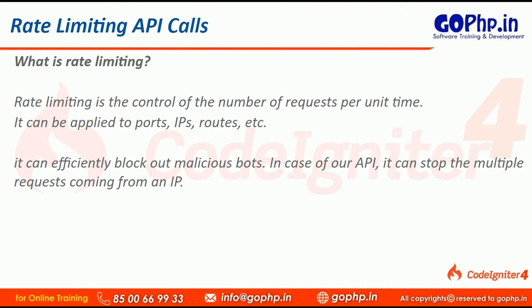For one IP address, I have to restrict it, allowing just 60 requests per minute. One request per second is okay. Why do I have to restrict it here? First, we have to reduce the burden on our application server. If we are getting requests continuously, definitely our application will be slow. Sometimes it may hang, sometimes it may not process your request data. That's the reason we are going to use this concept, rate limiting API calls.